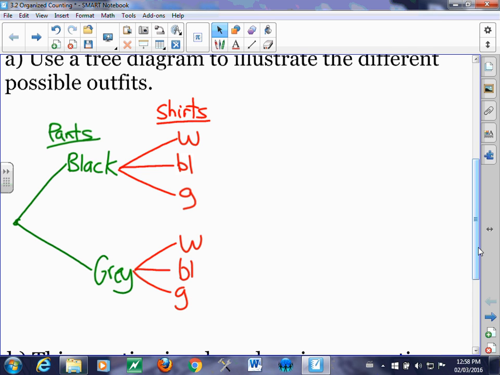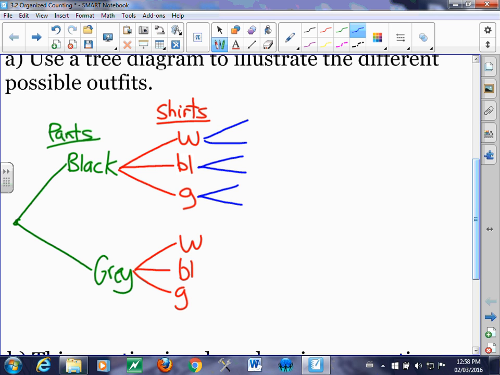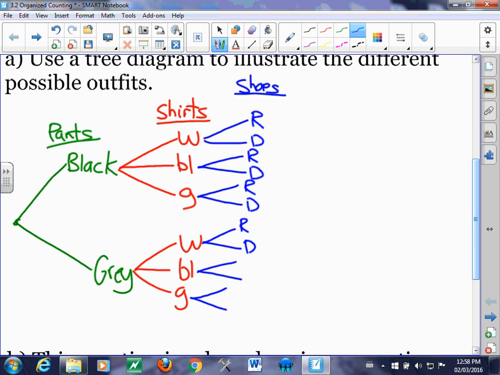Now we'll take a look at the last option, which is our shoes. We have 2 different types of shoes, so 1, 2 for each. Then we'll title those shoes. We've got runners and dress, so I'll go R and D: runners, dress, runners, dress, and so on for each branch.